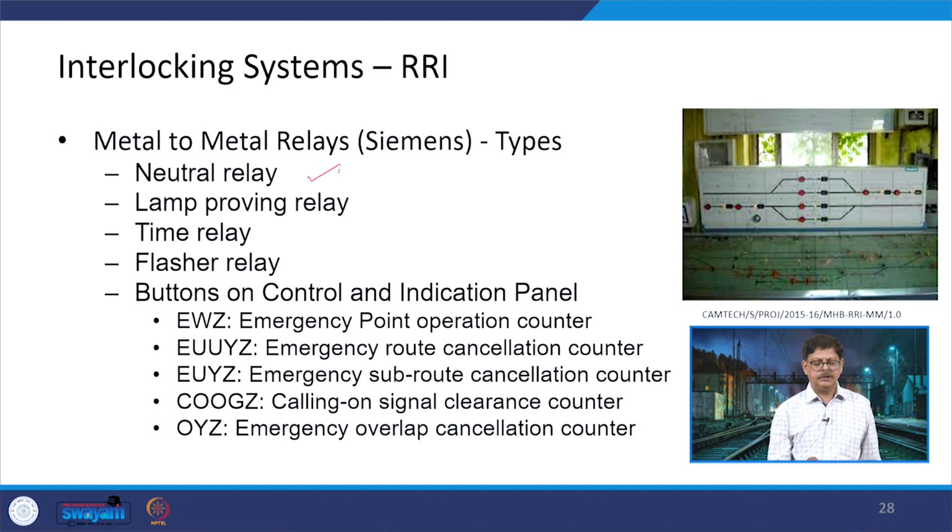Then neutral relay, lamp proving relay, time relay, the flasher relays, all of different things are there. Then there are buttons on the control and indication panels which are used for specific conditions. They have the codes. Using that particular code, that thing can be set and operated.